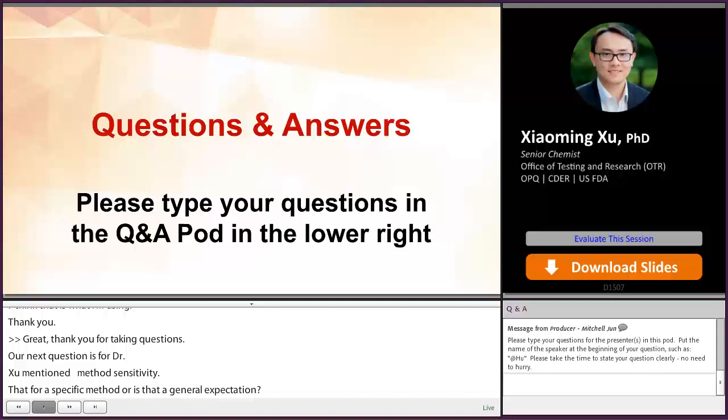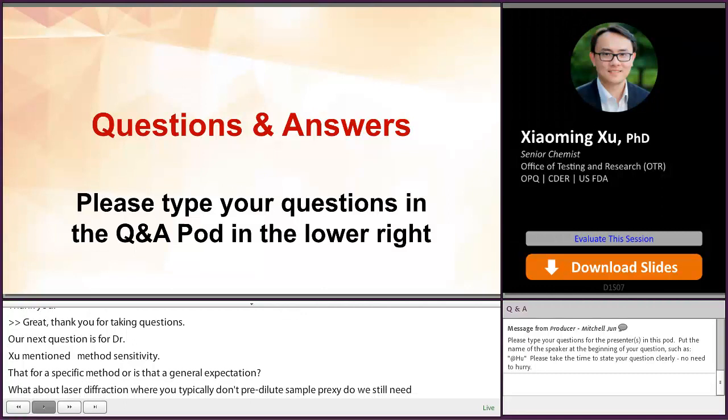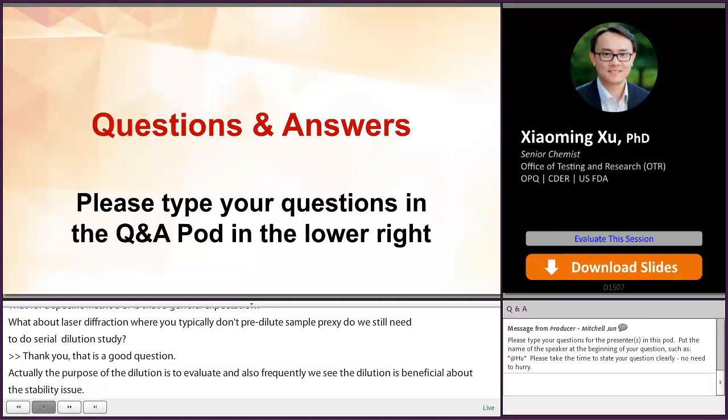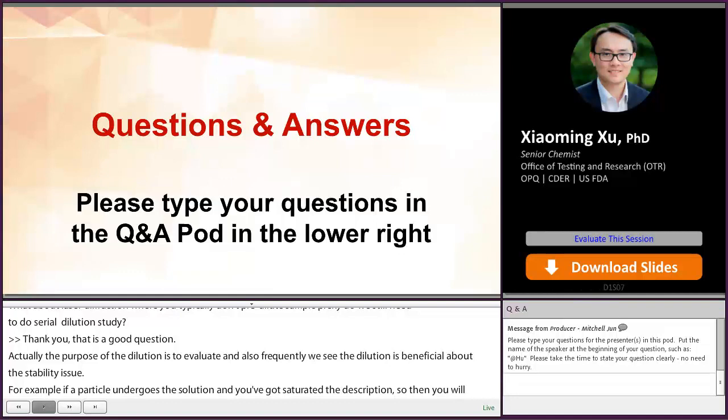That's a good question. The purpose of the serial dilution is to evaluate whether the measurement method is robust or not, as I mentioned in the talk. Frequently, serial dilution can also reveal a sample stability issue or a method issue with the particle size measurement. For example, if a particle undergoes dissolution and you have not saturated the dispersion, you will see the effect when you dilute the sample. Or if the orthoglobulin undergoes phase transformation because the medium choice is not compatible. Therefore, it's a good idea, in general, to evaluate the impact of serial dilution, to see whether the method is robust and whether sample stability has an issue.